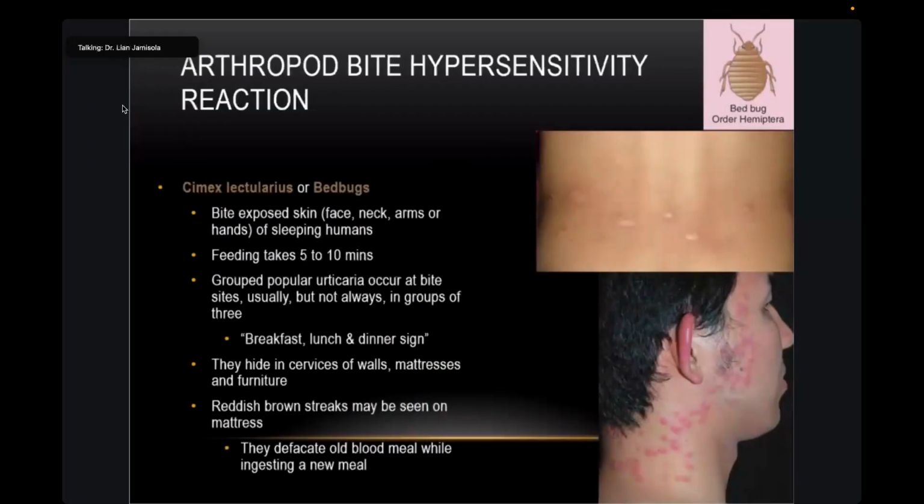Your bed bugs, on the other hand, can present even in unexposed areas kasi natutulog ka eh. Pwede na siyang gumapang sa'yo, no? So, exposed skin but also on the unexposed areas of sleeping humans. Okay, so pwedeng sa face, sa neck, sa arms, and then they are grouped usually. We call usually group of three. Tawag namin doon breakfast, lunch, and dinner sign. So, nag-breakfast na siya dyan while you're sleeping, nag-lunch na siya dyan, and then nag-dinner na rin siya dyan. Okay, so those are group papular urticaria occurring at the bite sites.